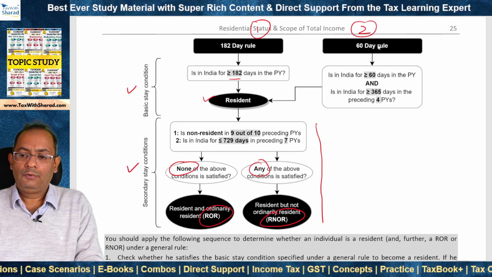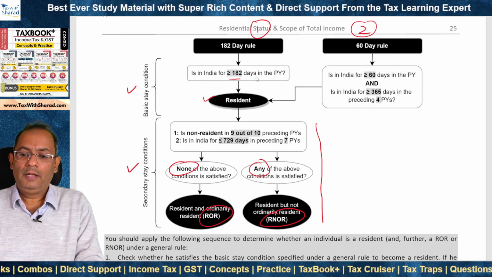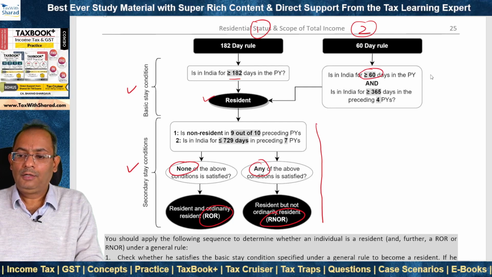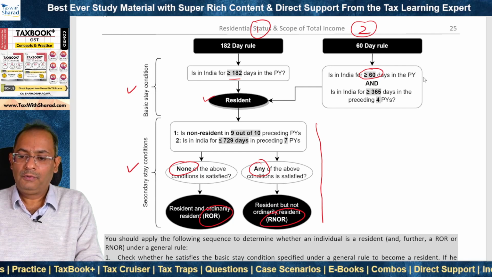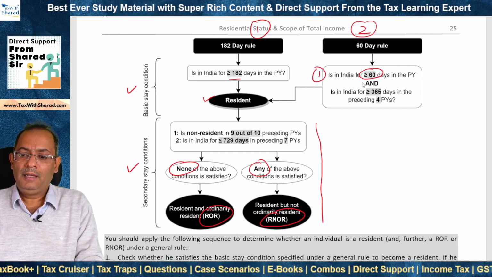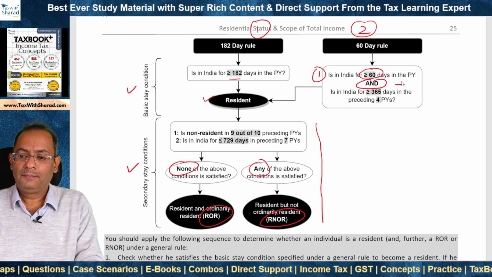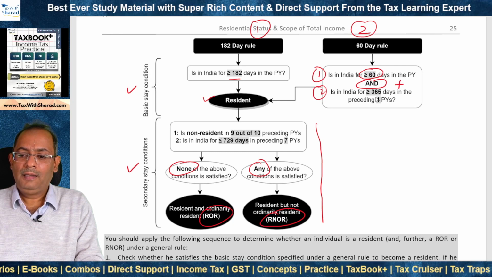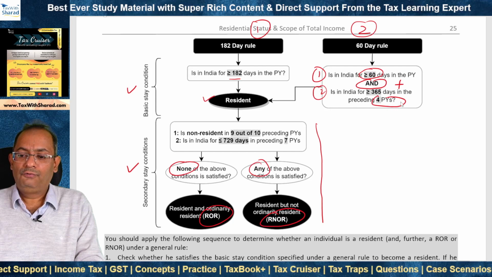The second general rule is the 60-day rule, as per which instead of the threshold of 182 days, a lower threshold of 60 days is provided. So there are two conditions to be satisfied in terms of the basic stay conditions. First, the person is in India for 60 days or more in the previous year, and second, the person is in India for 365 days or more in the preceding 4 previous years.